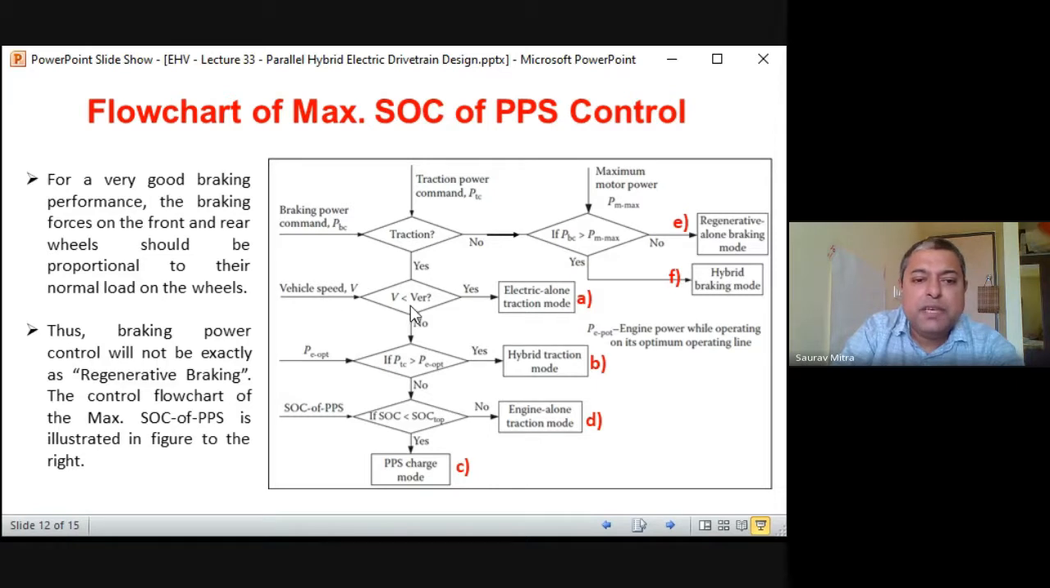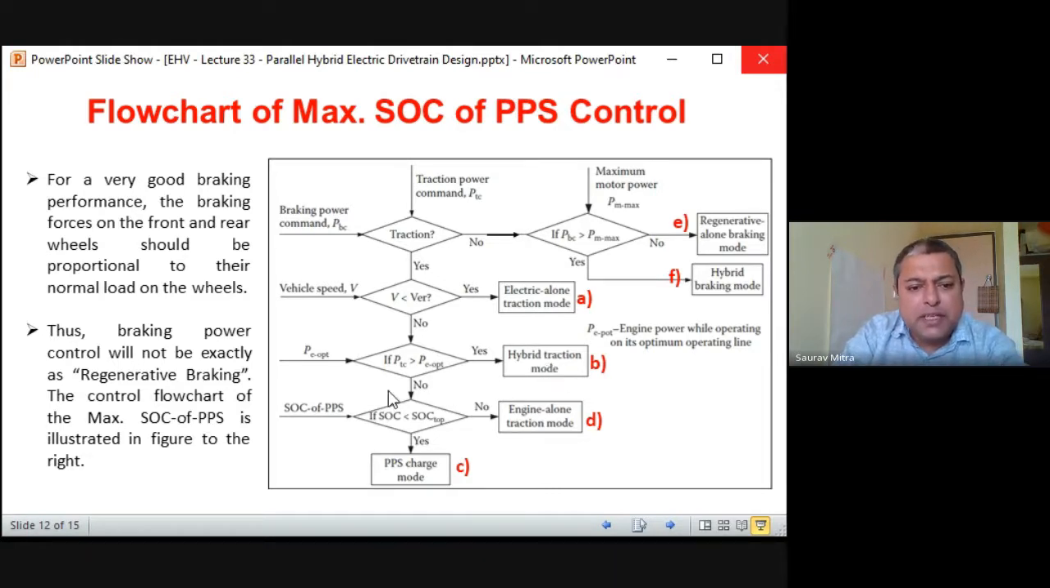So vehicle speed V, whether V is less than VER. If yes, that means I am almost in that VEB region. In that case, electric alone traction mode. If no, that means higher speed is there. In that case, we can go for hybrid traction mode. That means higher power required or vehicle speed is too big. In that case, only the PPS or only the engine cannot supply. In that case, we have to use the hybrid traction mode. That is the B type.